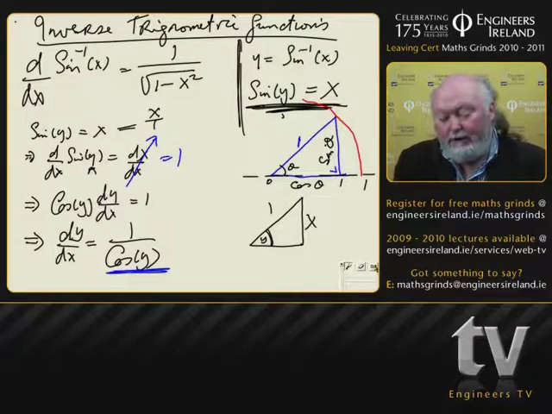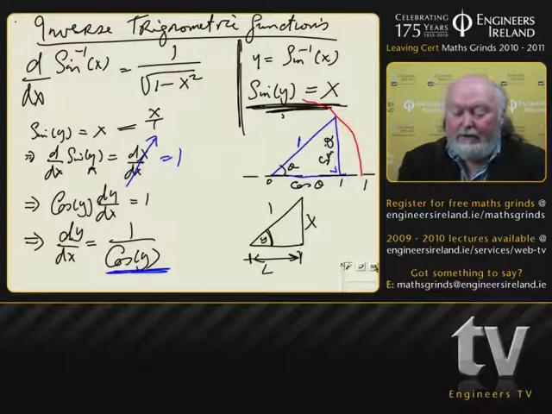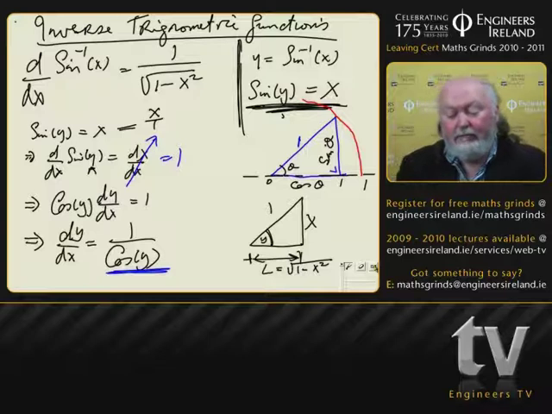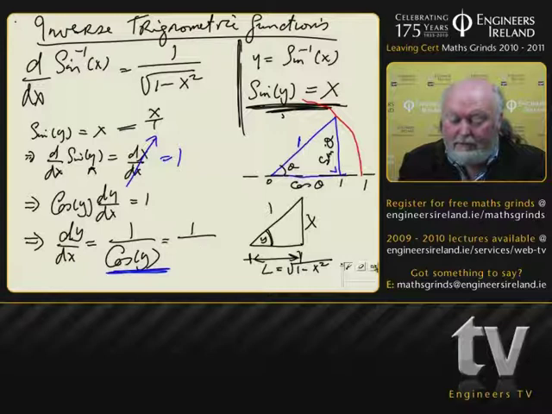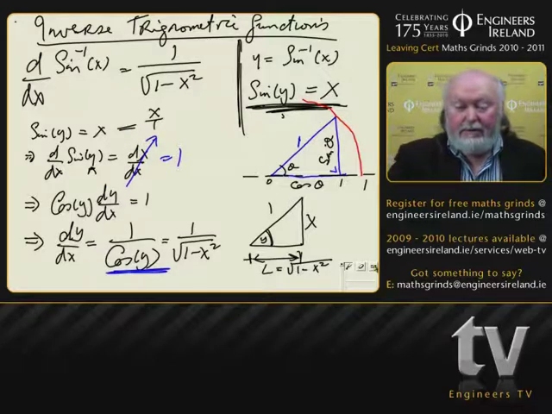Now we want to work out this guy. That length here. You can call it L. We can say L is going to be the square root of 1 minus x squared by Pythagoras. See? That's how it's worked. Down here, we've worked this guy out.